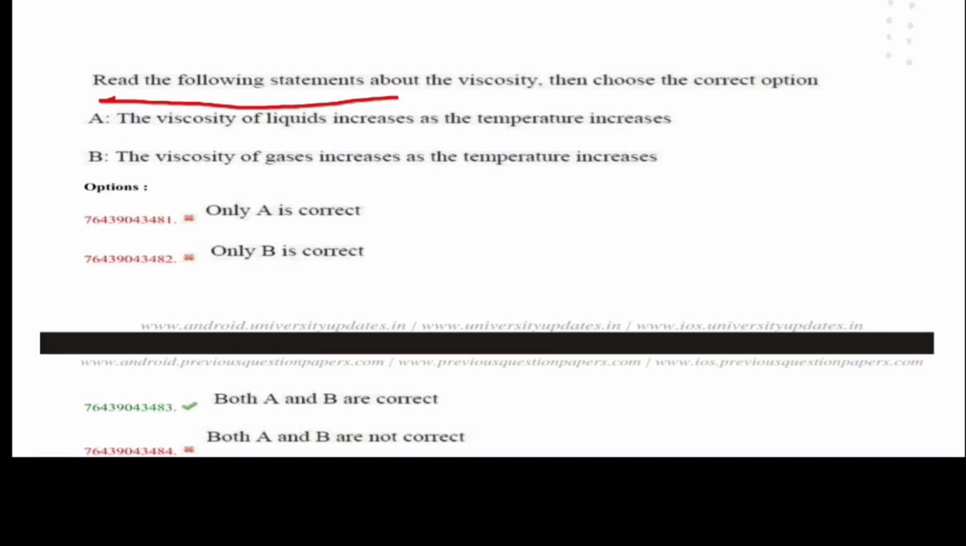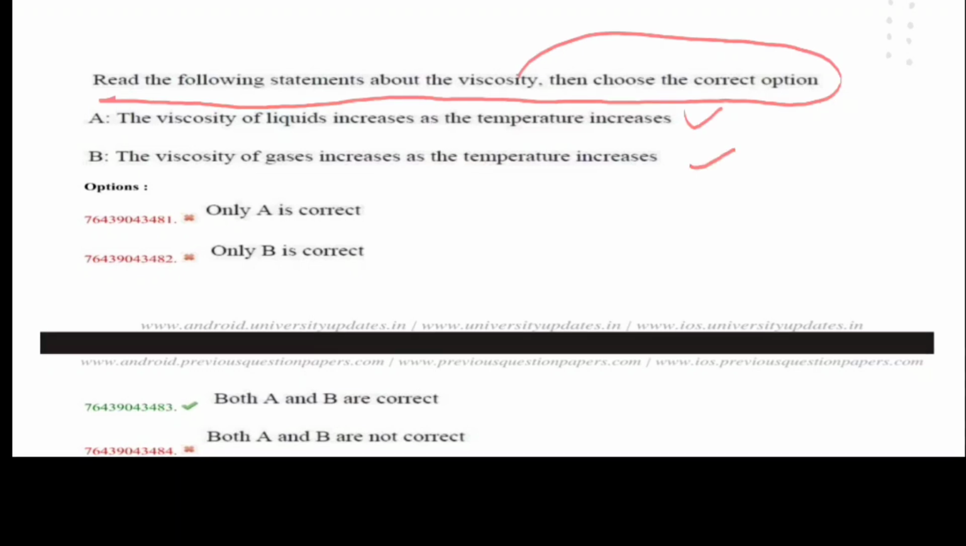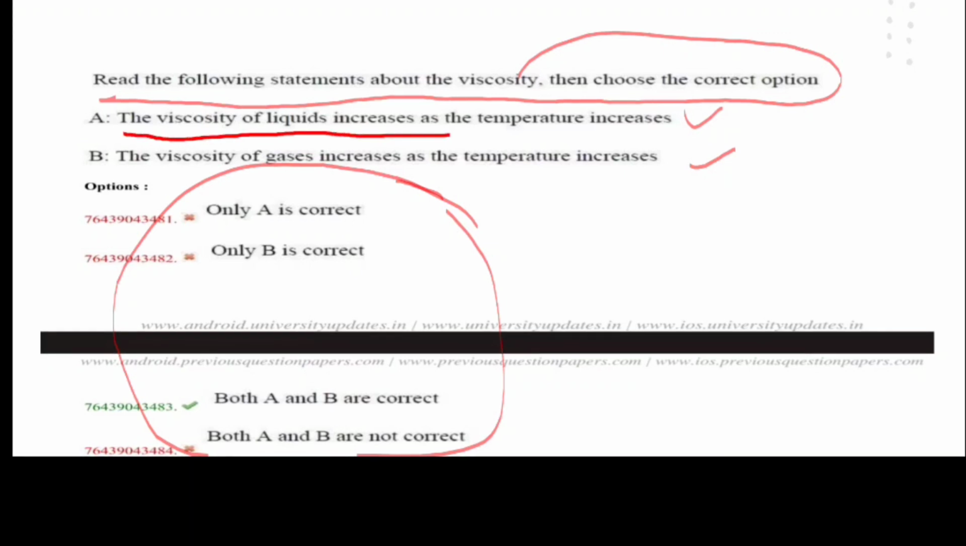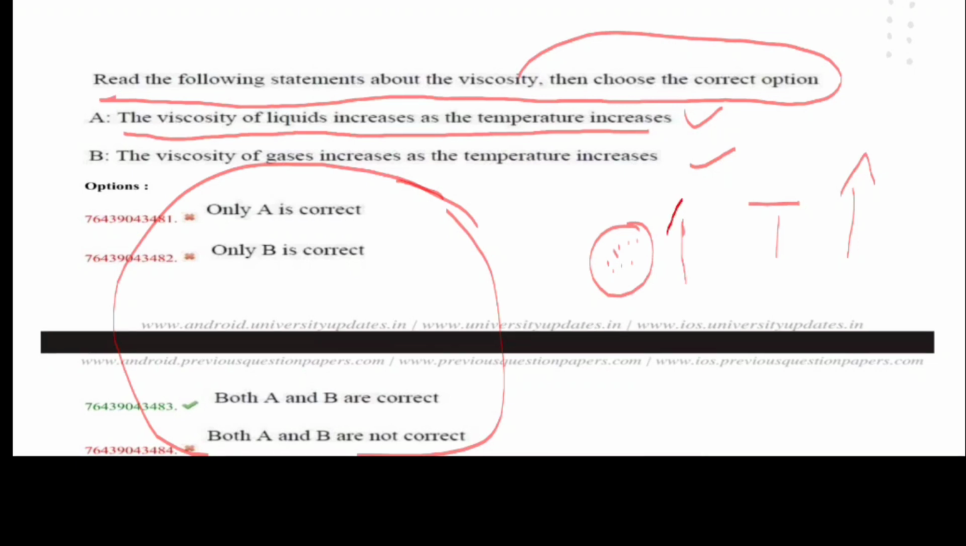Read the following statements about the viscosity, then choose the correct option. Here are given two statements A and B. Read them and then choose the correct option from these four options. Let's read the statements. Statement A: the viscosity of liquids increases as the temperature increases. If temperature increases, what about the viscosity of liquids? The viscosity of liquids increases.